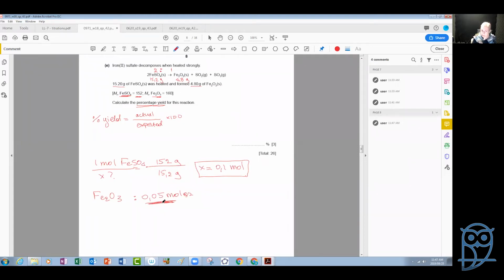And now that we have the number of moles, the expected moles, we can find how much mass this represents. So we know that 1 mole of iron oxide of this type has a mass of 160 grams. In our case, where we have 0.05 moles, how many grams does this represent? And if we do the calculations here, we should find the expected mass.